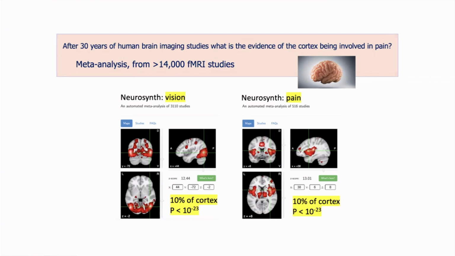Let me qualify that all of this data that I have discussed here is for acute noxious stimuli in healthy subjects. This picture starts to change very dramatically as soon as we move to chronic pain conditions.